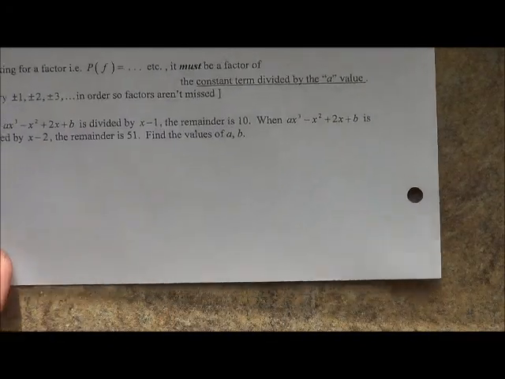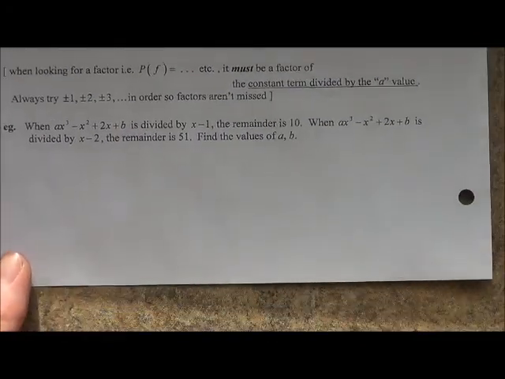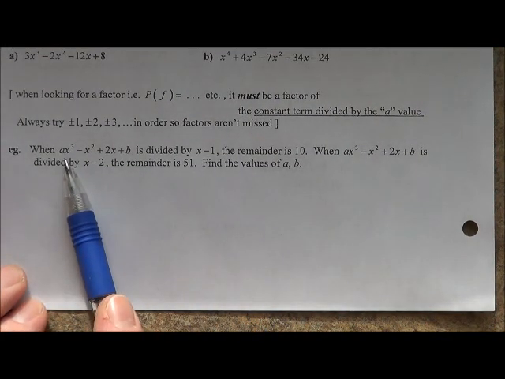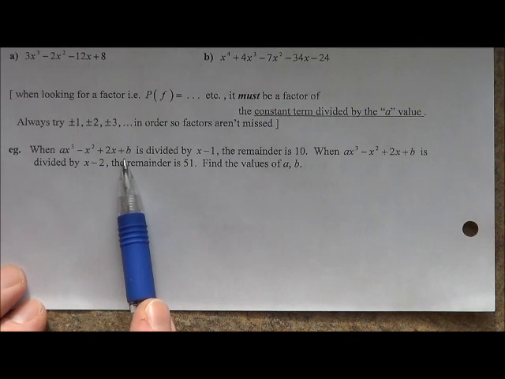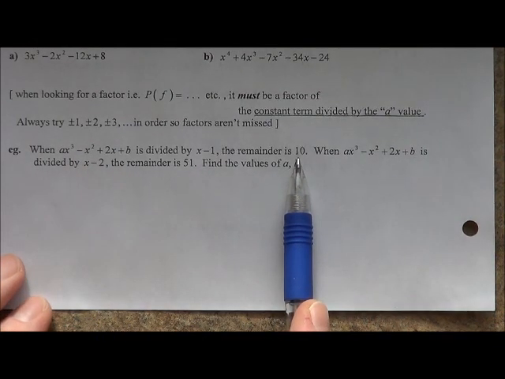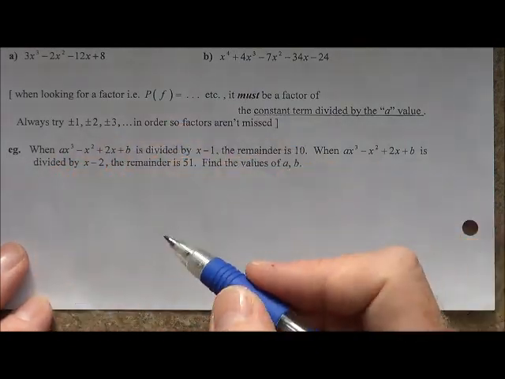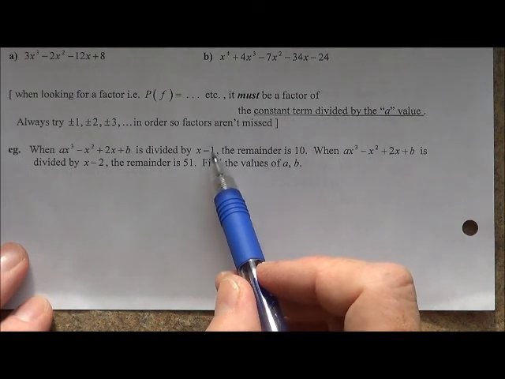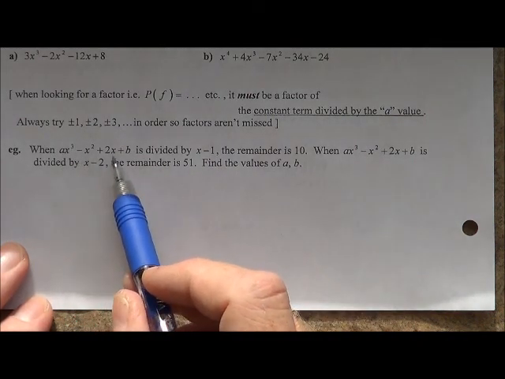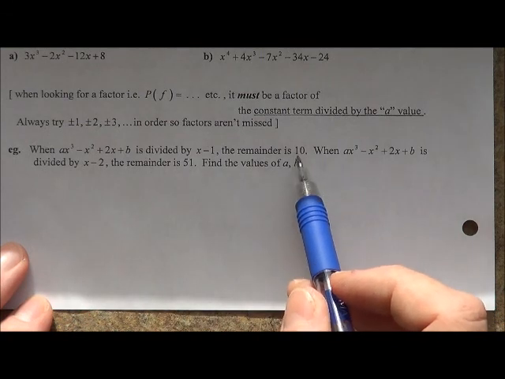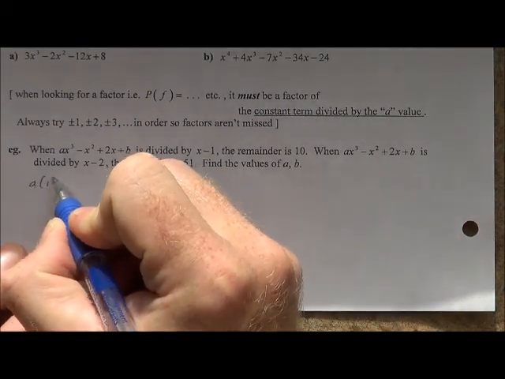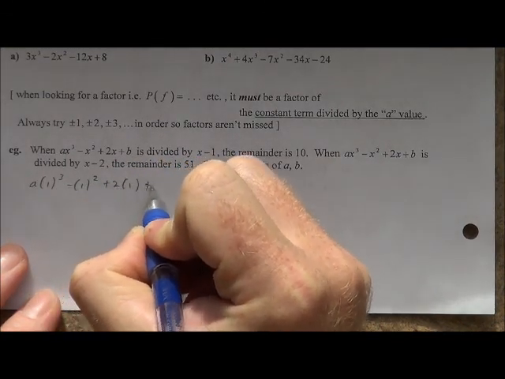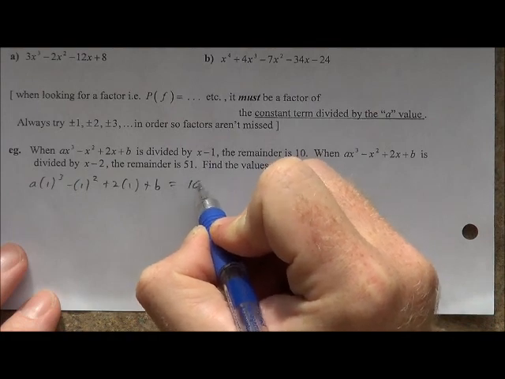Okay, so now the last example, we have a bit of a thinking question here. If ax cubed minus x squared plus 2x plus b is divided by x minus 1, the remainder is 10. So that means that when 1 is substituted, so we take the opposite sign, 1 is substituted in for x, and we work that out, we're going to get 10. So let's go a times 1 cubed minus 1 squared plus 2 times 1 plus b equals 10.